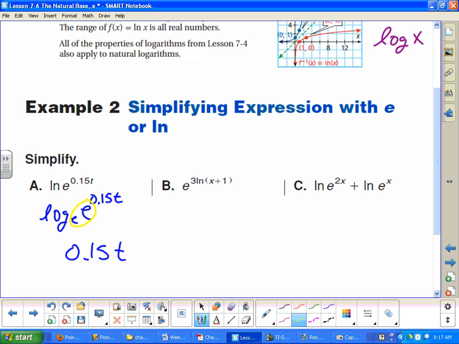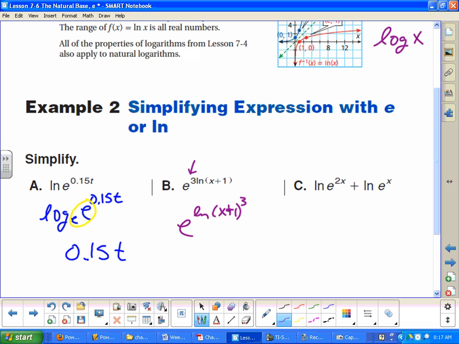Now, letter B is a little bit different here. Okay? They're close to being inverses, but the problem we have is with this 3 right here in front. That 3 has to be moved to the exponent, so it becomes e to the natural log of x plus 1 raised to the third power.